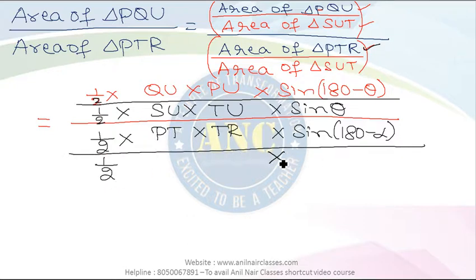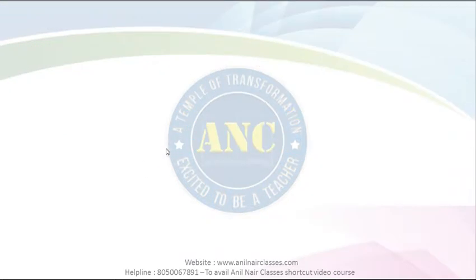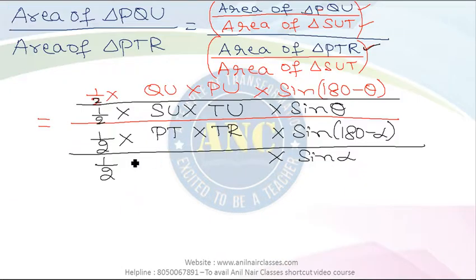It is half into sine alpha. And in triangle SUT, opposite to alpha is SU. Forget about that SU side. Other two sides are ST and TU. Multiply. I hope you are understanding, sir, how to find the area. So it is ST into TU.